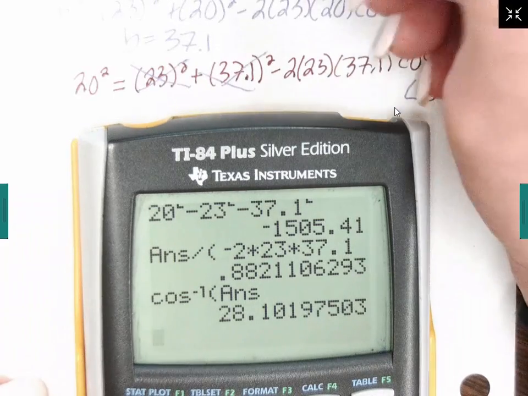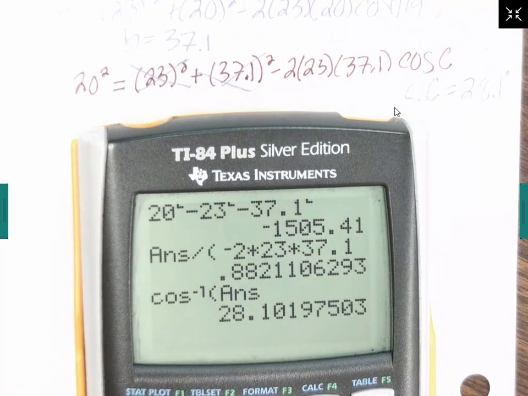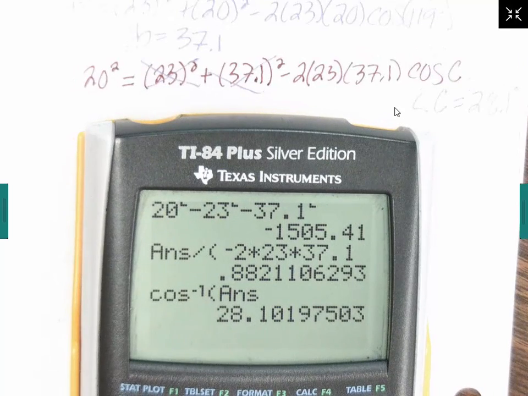Any questions? Any other questions on this? Do you think you can take it from here? Well, 119 is going to be the biggest angle, right? Right, 119 has to be the biggest angle, or this wouldn't be a triangle, right?